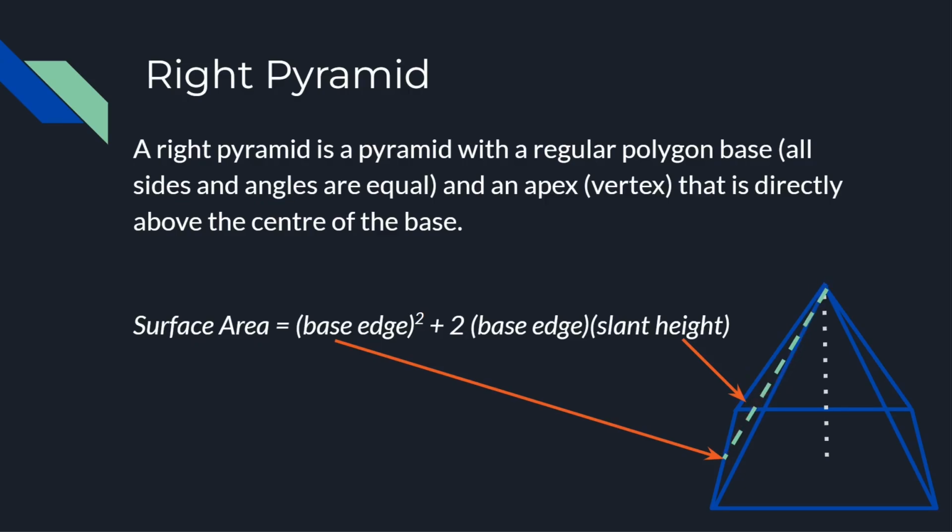The surface area of a right pyramid includes the area of the base and the sum of the areas of the triangular faces. Now, these triangular faces, when combined, are very close to a parallelogram. So what we need to do is use the area for whatever base we have, plus the area of a parallelogram, which has a height equal to this slanted height, and a length equal to the perimeter of the base.